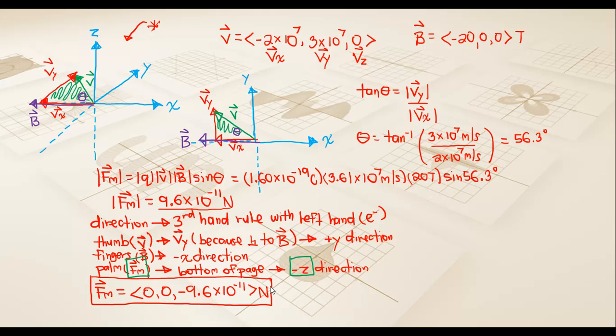Okay, that is writing it as an ordered triple. Just to review, we figured out the magnitude separately, and we figured out the direction separately, and we combined the two to write down the ordered triple.